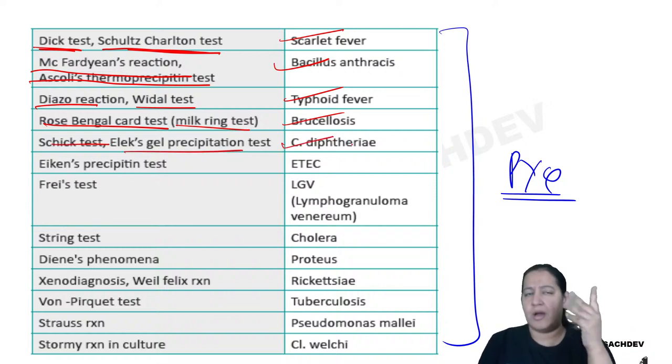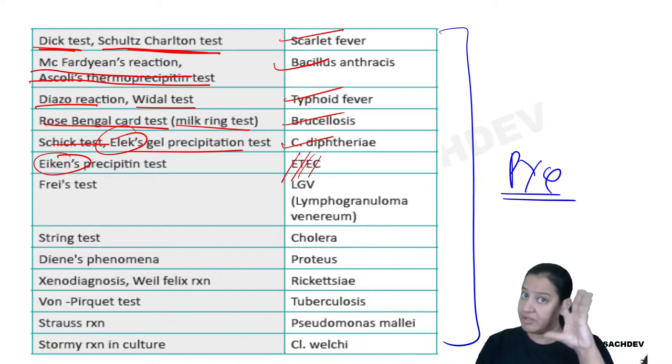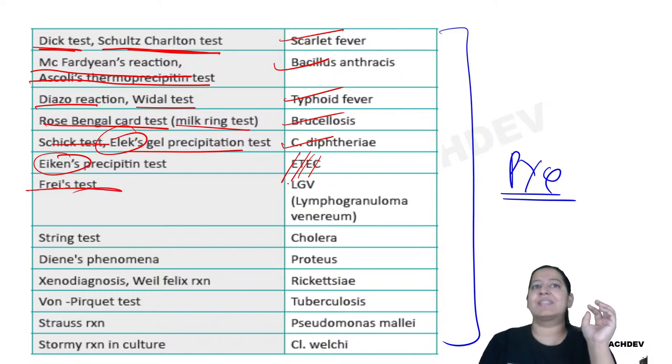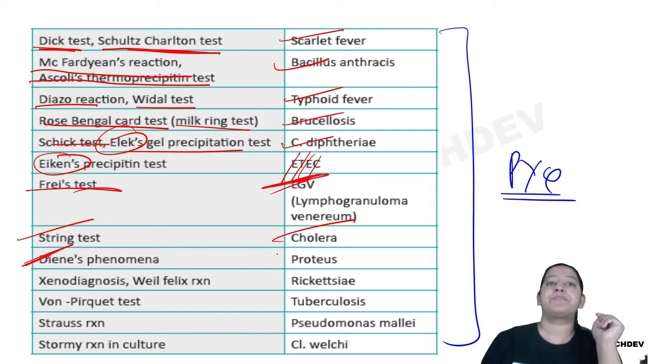So this Corynebacterium, your diphtheria, right? Elek se ye confuse mat karna. Ascoli precipitation test kis mein hota hai? It is enterotoxigenic E. coli. You know the five types of E. coli. Frei test is LGV. Spring test, cholera. Dienes phenomenon, Proteus.